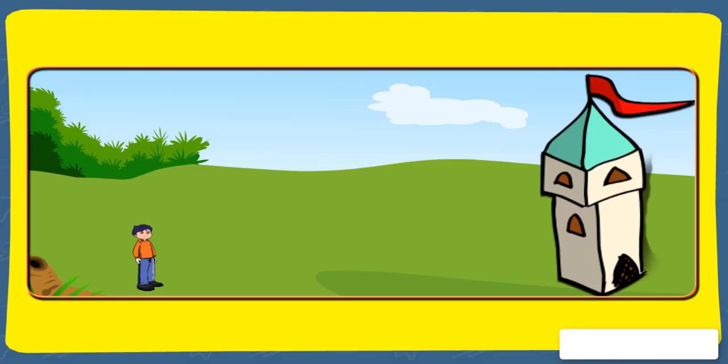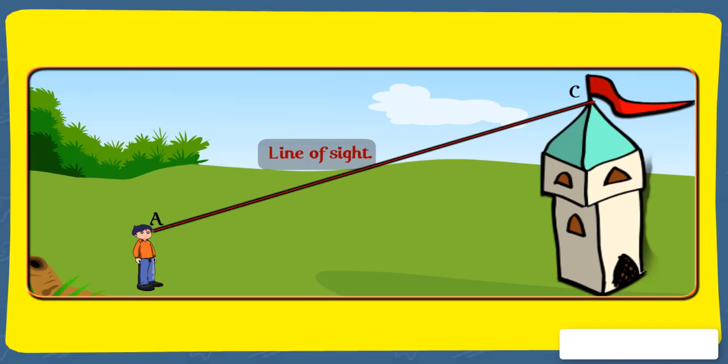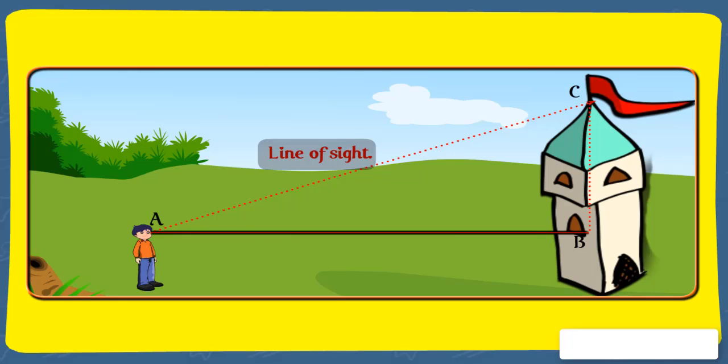Arun went to see a TV tower. Standing on the ground in front of the tower, he was trying to look at the top of the tower. Let us draw a line from the eye of Arun to the top of the tower. We name it as AC. The line AC is called the line of sight. Let us draw another line from the eye of Arun to the tower, parallel to the ground, and name it as AB.